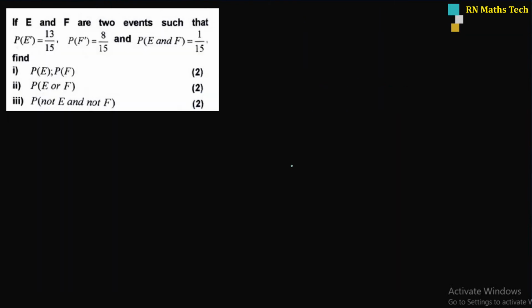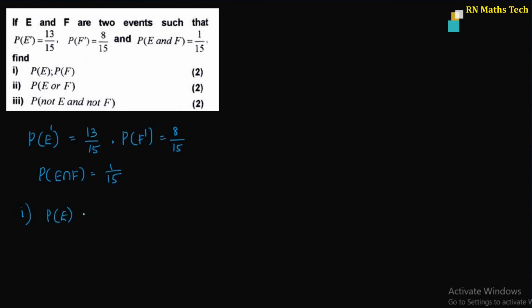Next one, E and F are two events such that P of E dash is equal to 13/15, P of F dash is 8/15, P of E and F, P of E intersection F is 1/15. ഫസ്റ്റ് പ്രോബ്ലം P of E.